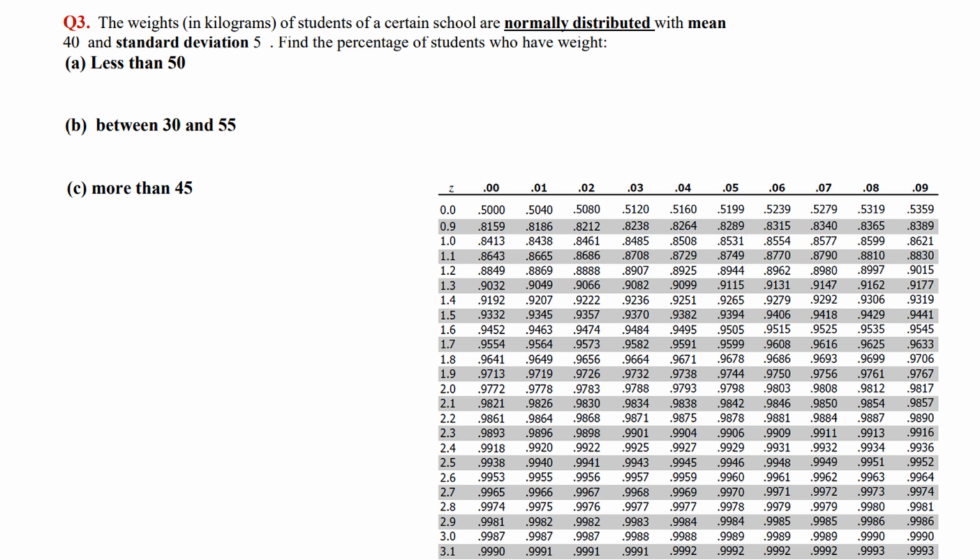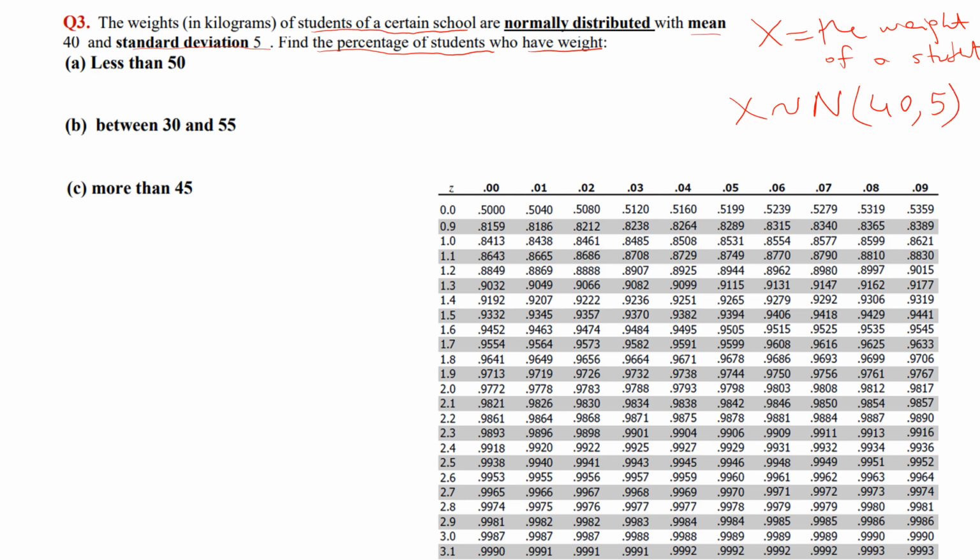The weights in kilograms of students of a certain school are normally distributed with mean 40 and standard deviation 5. Find the percentage of students whose weight is less than 50, between 30 and 55, and more than 45. So here the x is the weight of a student, and x is normally distributed with the mean 40 and standard deviation 5.